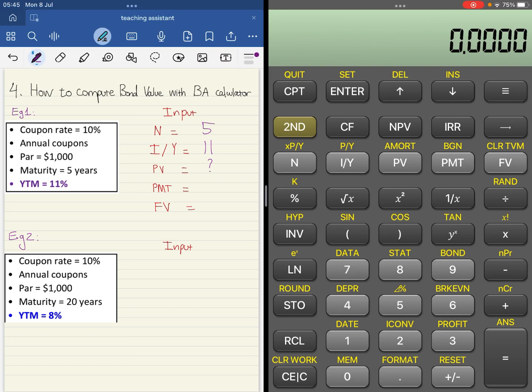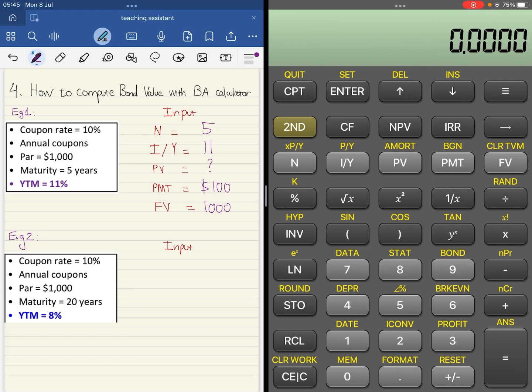The payment. The coupon rate is 10% and the par value is $1,000. So the coupon will be equal to 10% of $1,000, which is $100. So we put 100 for the PMT. And the future value is the par value, which is $1,000.